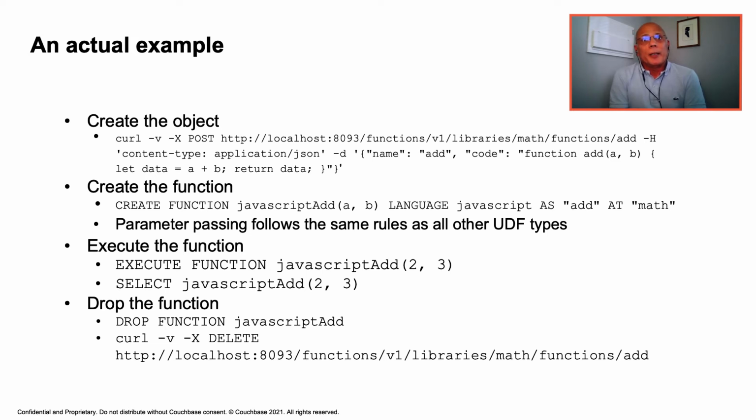In terms of parameter passing, that works in exactly the same way. You can have variadic, you can have niladic, you can have polyadic functions. The syntax is the same, and the arguments are passed in the same way. After you've done that, you use the function much like you would do in any other case. And finally, when you drop the function, you have to do it in two steps. So you drop the UDF definition from Nickel, and then if you need to, you remove the library from the JavaScript runner.